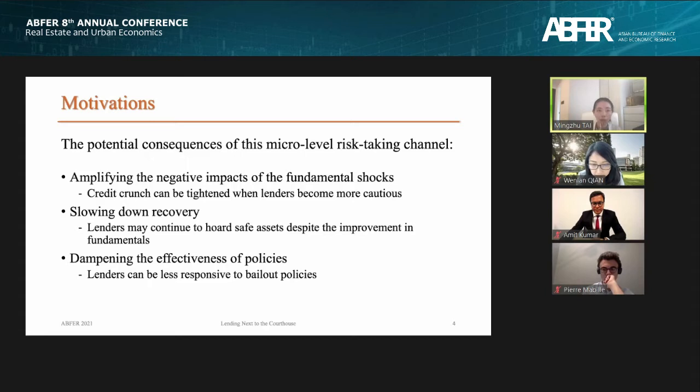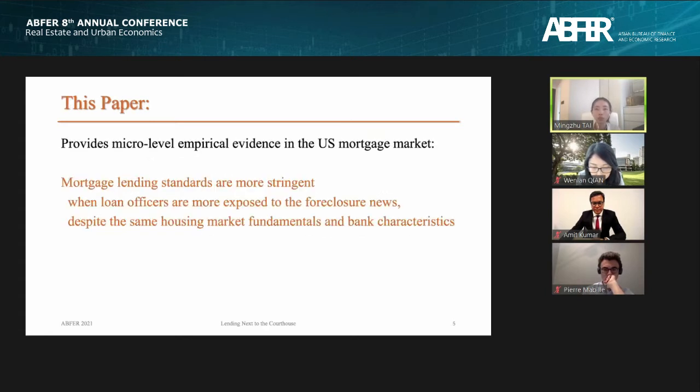And in our paper, we would like to provide micro-level empirical evidence in the US mortgage market during the last foreclosure crisis and the post-crisis period. And in particular, we show that when loan officers who are making lending decisions are more exposed to news or to information about the foreclosure shocks, then the mortgage lending standards will become more stringent, even when we control for the same housing market fundamentals and bank characteristics. So this is the key story of our paper.